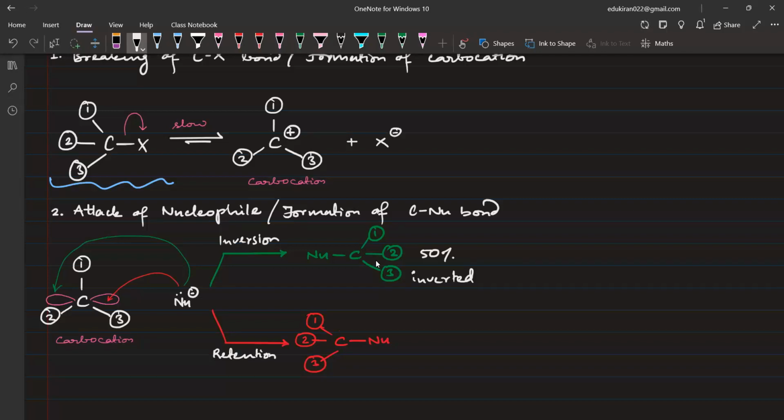And again, the quantity will be 50%, and it will be retained. Or we also call this the retention product. Retained product, but retention product is more common. Retention product.